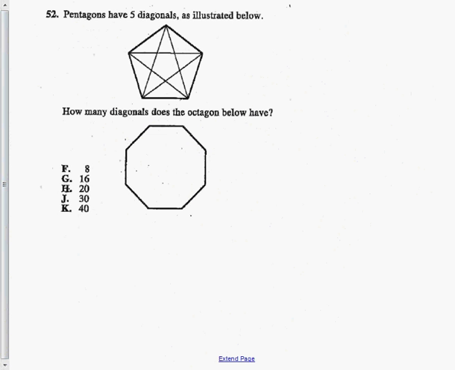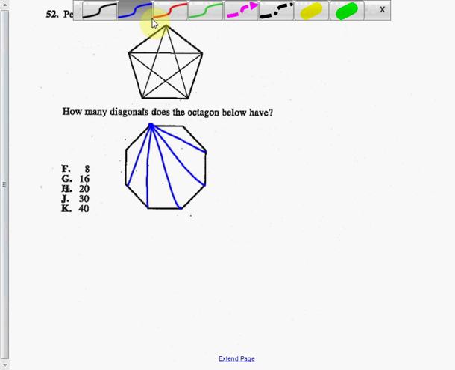All right. Pentagons have 5 diagonals, as illustrated below. How many diagonals does the octagon below have? Basically, you just want to connect all the diagonals and see how many you have when you connect them, right? So I get 1, 2, 3, 4, 5, and I'm sure there's probably some neat formula out there, but if you forget those formulas, so 1, 2, 3, 4, 5, and you come here, it's a different color.